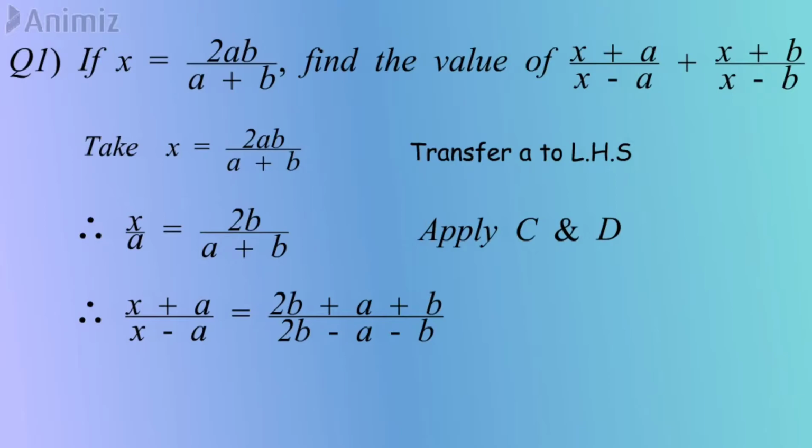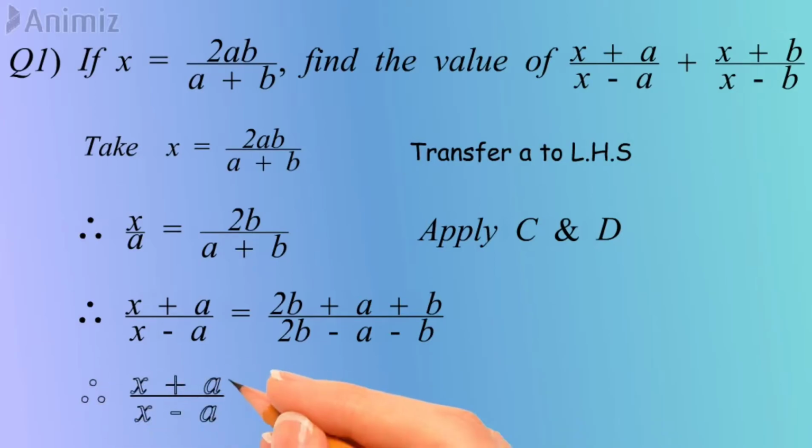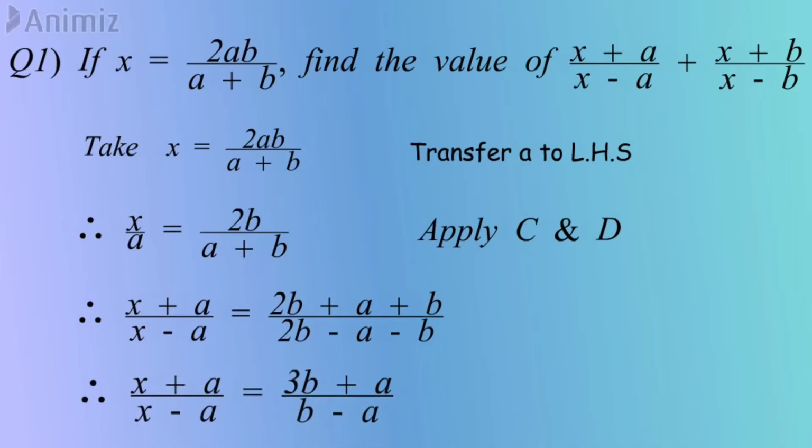Now simplify the right hand side, students. On simplifying the right hand side, what will we get? 3b plus a upon b minus a. Now consider this as the first equation. So just number it as the first equation. This we will utilize further.